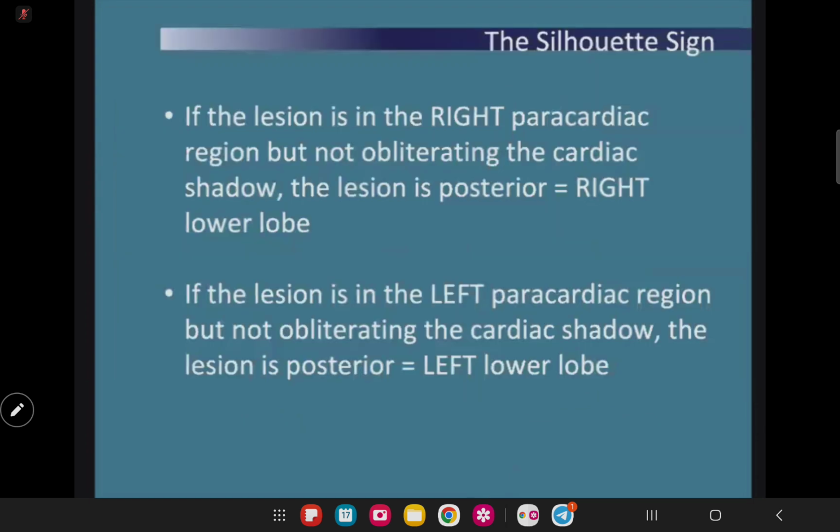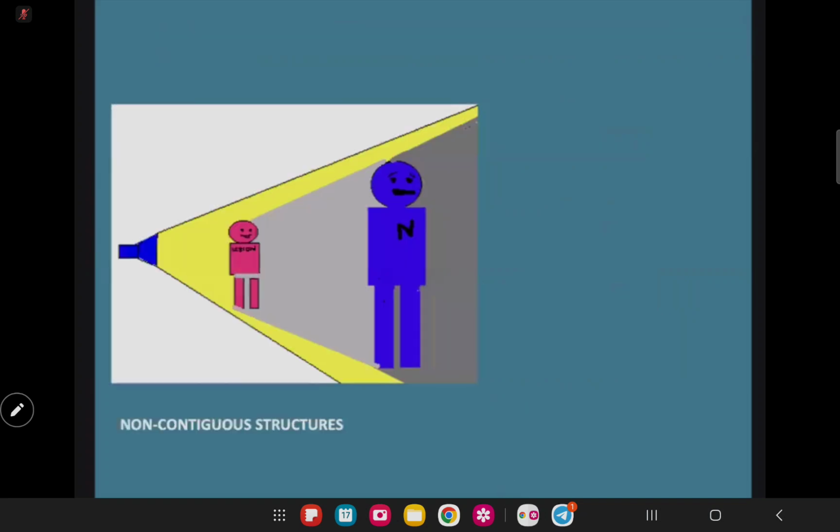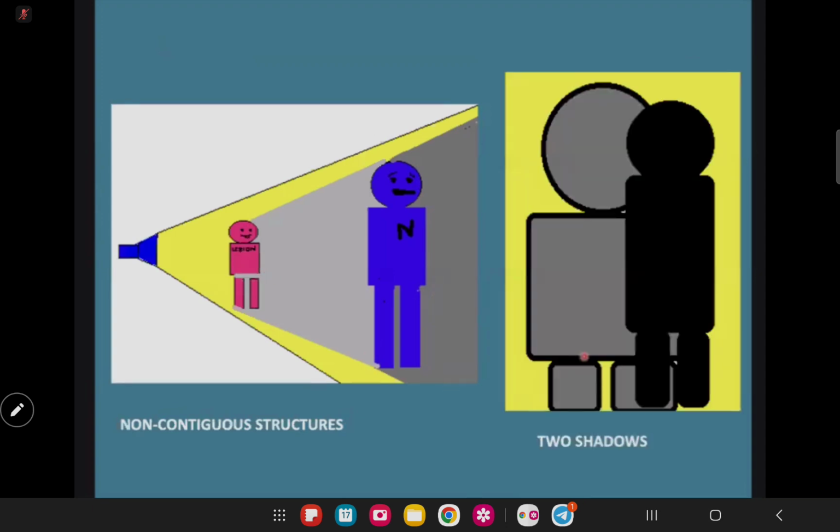So if the lesion is in the right paracardiac area but not obliterating the cardiac shadow, the lesion is posterior, so most likely the right lower lobe. If the lesion is on the left paracardiac area, not obliterating the cardiac shadow, the lesion is in the posterior area, so it's in the left lower lobe. So the lesion is at the back, okay? The structures are non-contiguous, so you can see the borders there.